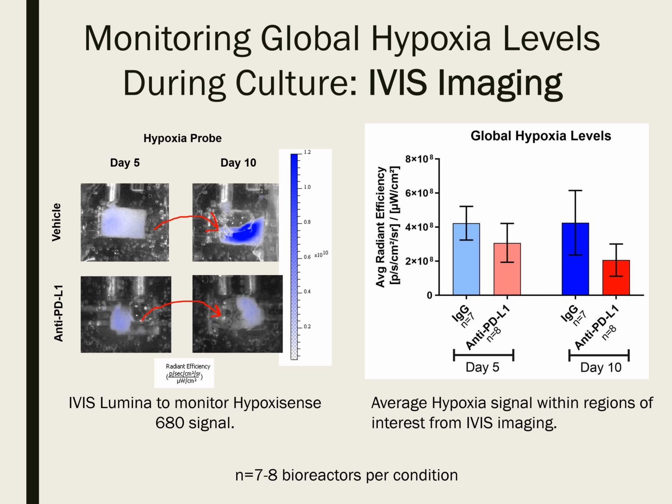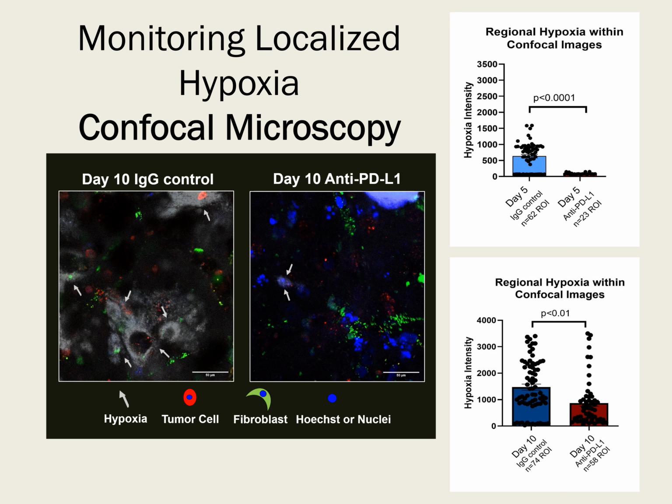So we quantitated all of this in 7 bioreactors, and we saw a trend towards a reduced hypoxia in the treated group as compared to our control. We then used confocal microscopy and Fiji software to image hypoxia at a cellular level, evaluating random regions of interest, or ROIs, within the engineered tumor microenvironment. So these are some representative images of the difference in hypoxia at a cellular level.